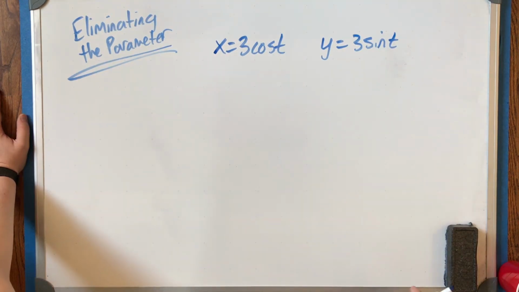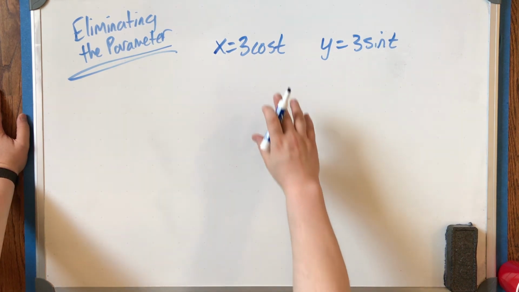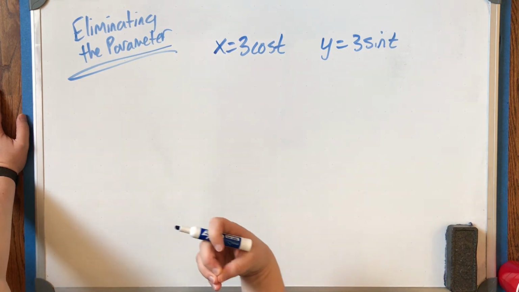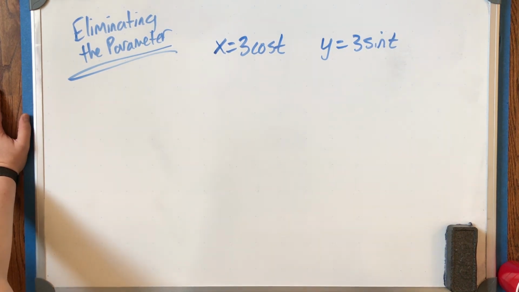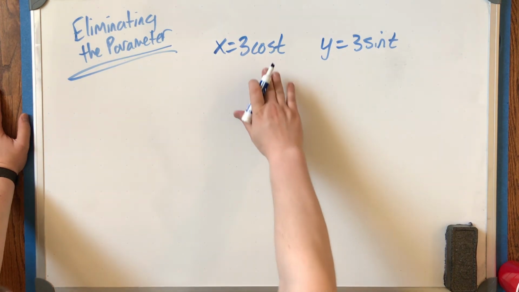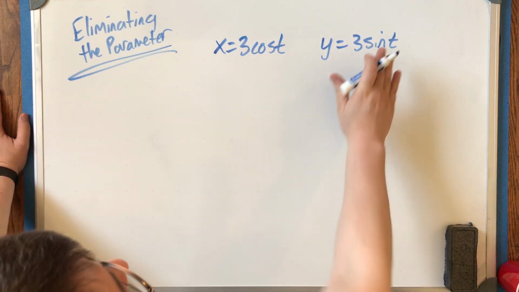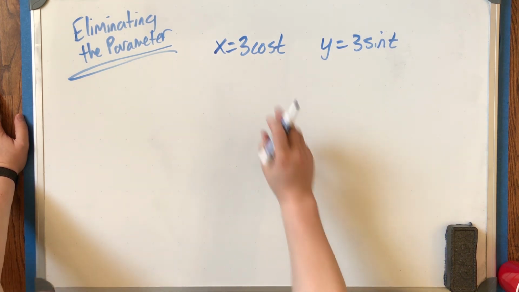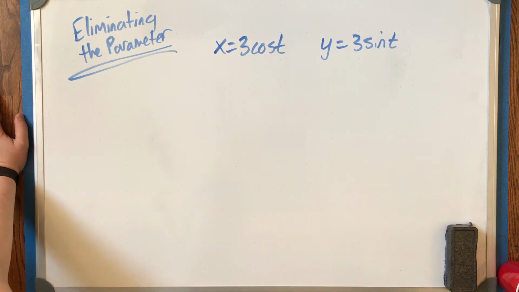For this last style of eliminating the parameter, there's actually a trick here. So there's no easy way to isolate t in either one of these without using inverse trig, and that gets a little bit sloppy when we start doing substitution, so we really want to avoid that. So can we think of any sort of relationship between sine and cosine, or an equation that we know for a fact is true, that would maybe allow us to do some sort of other substitution?